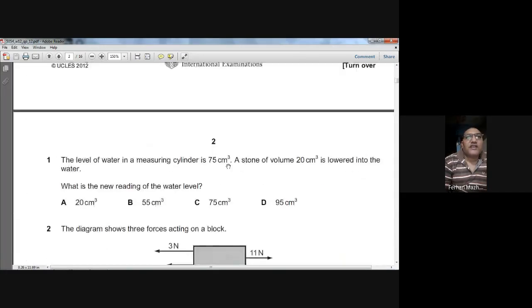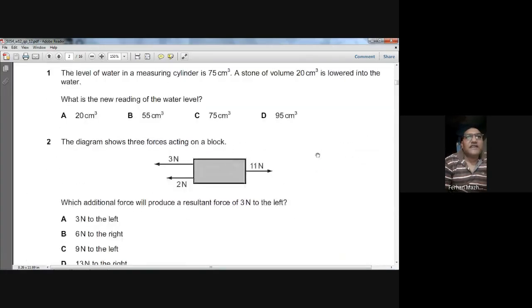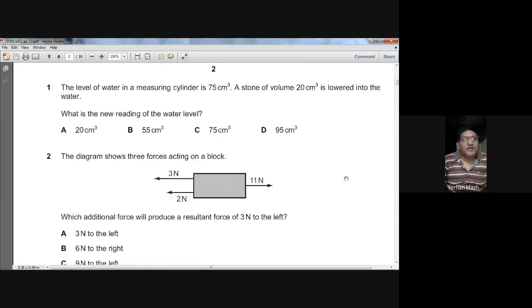On your screen, you can see question number 1. The level of water in a measuring cylinder is 75 centimeter cube. A stone of volume 20 centimeter cube is lowered into the water. What is the new reading of the water level?